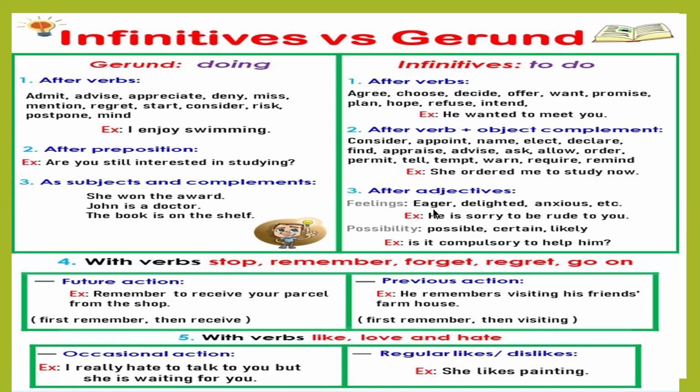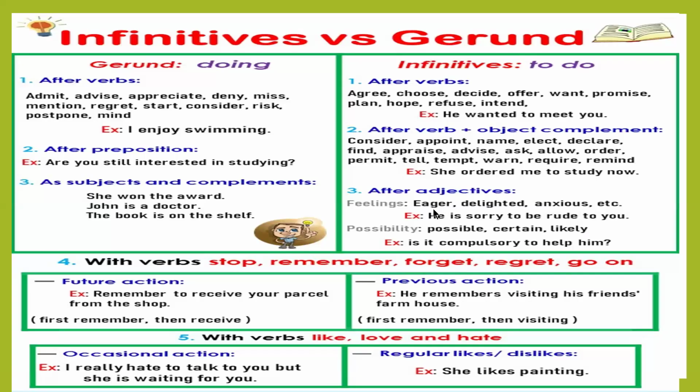If we use a gerund: he remembers visiting his friend's farmhouse. So remember is used along with the gerund visiting, and it becomes a previous action. First remember, then visiting. So these are the verbs stop, remember, forget, regret, go on. When we use them with an infinitive or gerund, the meaning of the sentences completely changes.